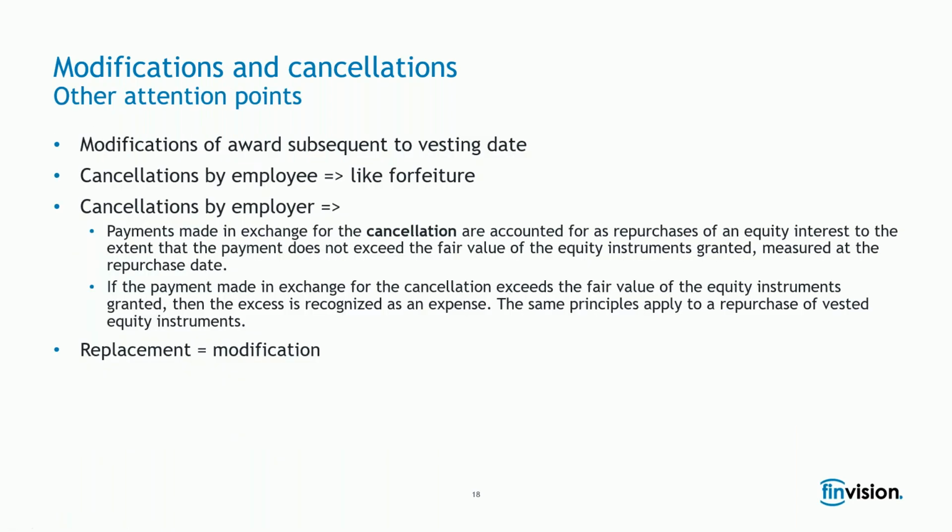I think on modifications and cancellations, one of the other things to keep in mind is, I think we already covered this, but it's really important. Cancellations by the employee, we will be accounting for as if it was forfeited. A cancellation by the employer, that's actually a cancellation. So usually modifications are only a replacement or an actual adjustment to the strike price of those options.